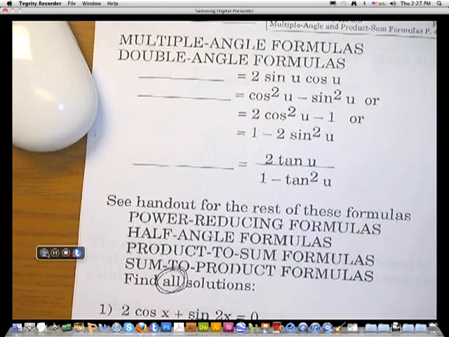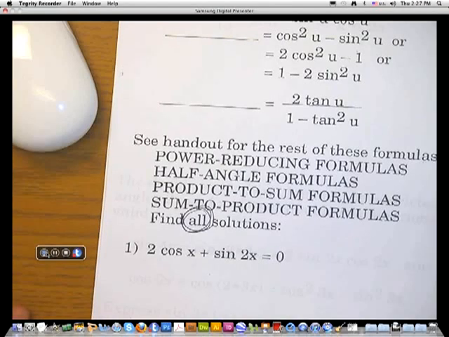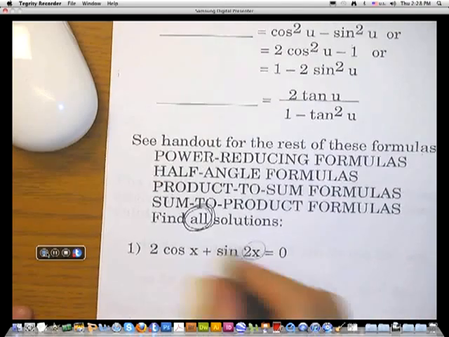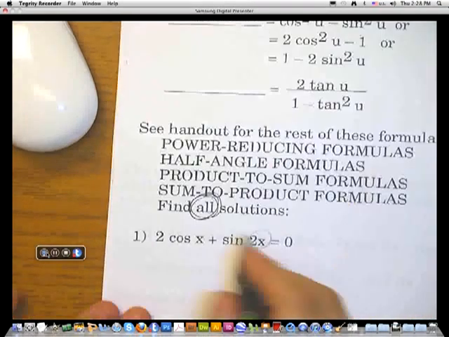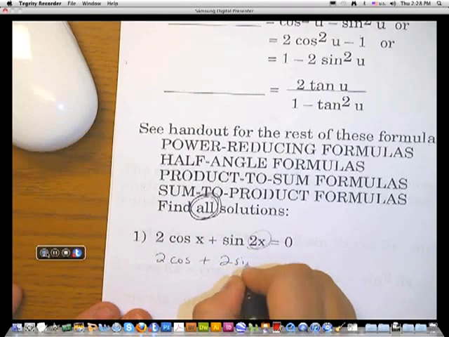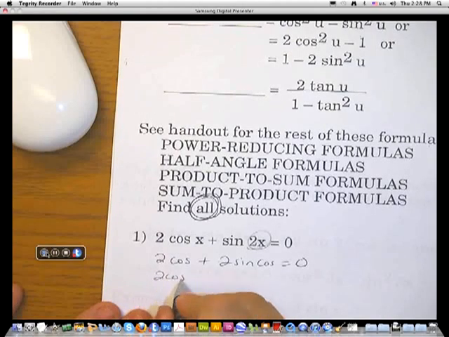All solutions means that you might have a list, or you might have some general 2 pi n or pi n or something like that. So you need to make sure that you have all solutions accounted for. Alright, so on this one, this is a double angle here, sine 2x, so that means I get to use my substitution from above. So 2 cosine plus 2 sine cosine. Now I can factor out the 2 cosine.